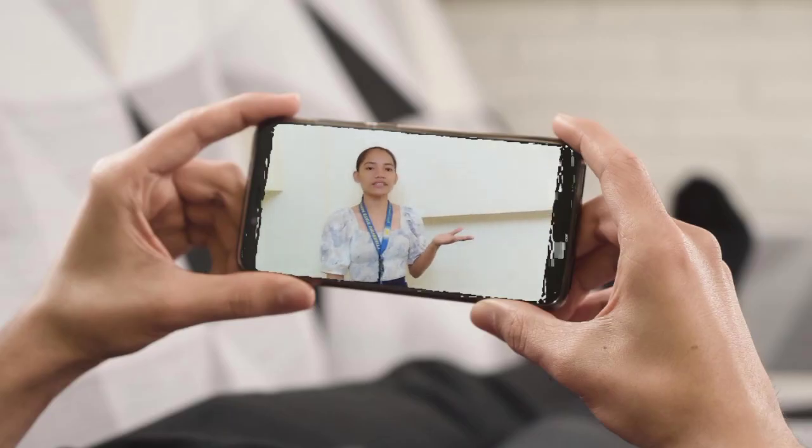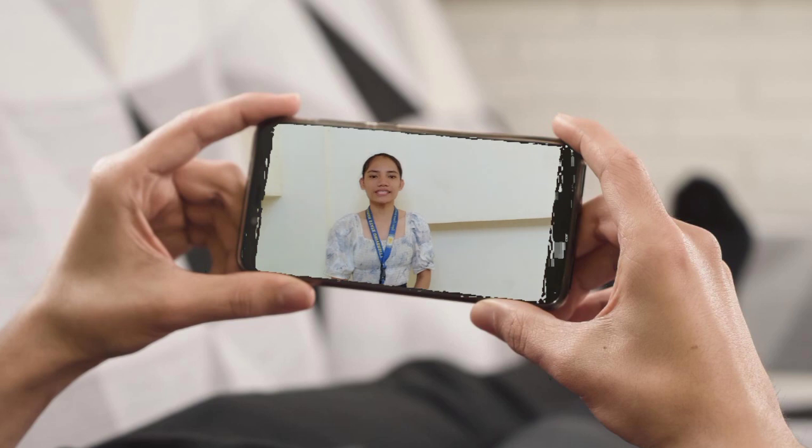Characteristic number 2. There is continuous and intensive interaction and communication between teachers and students.